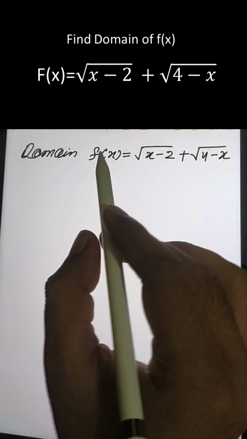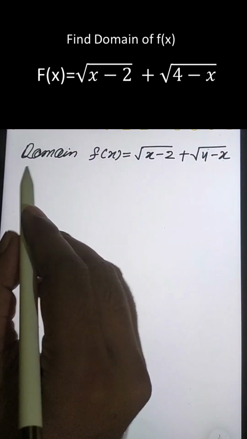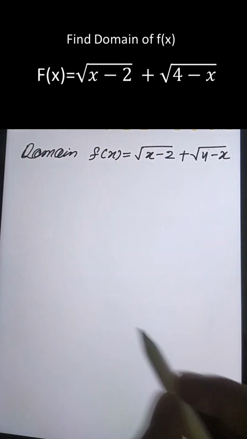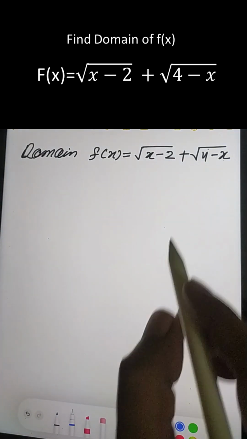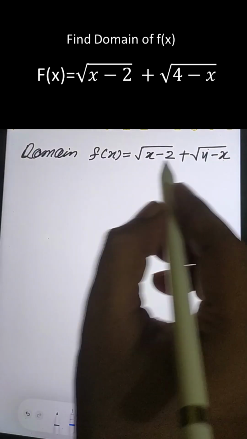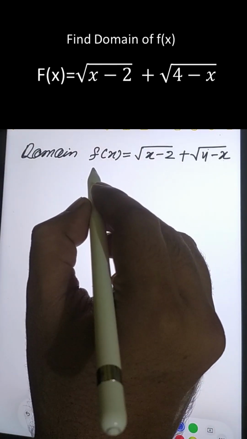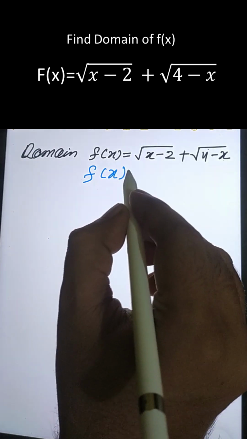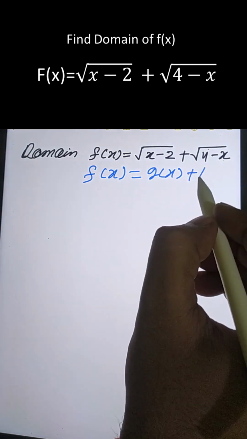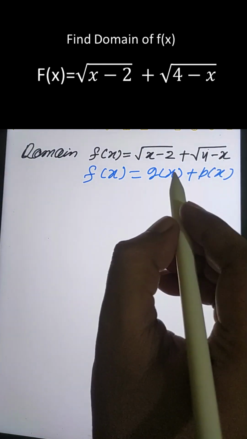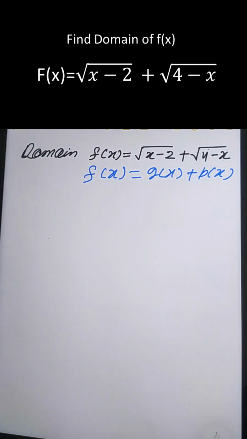Now our motto is to determine the domain of that function. How can we resolve it? First of all, break it into two parts. The function f of x is written as g of x and p of x. We will discuss them one by one.